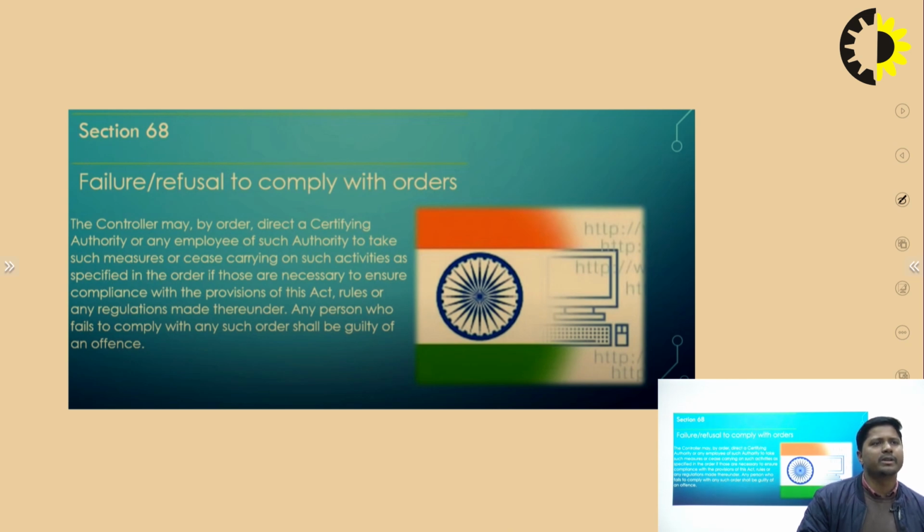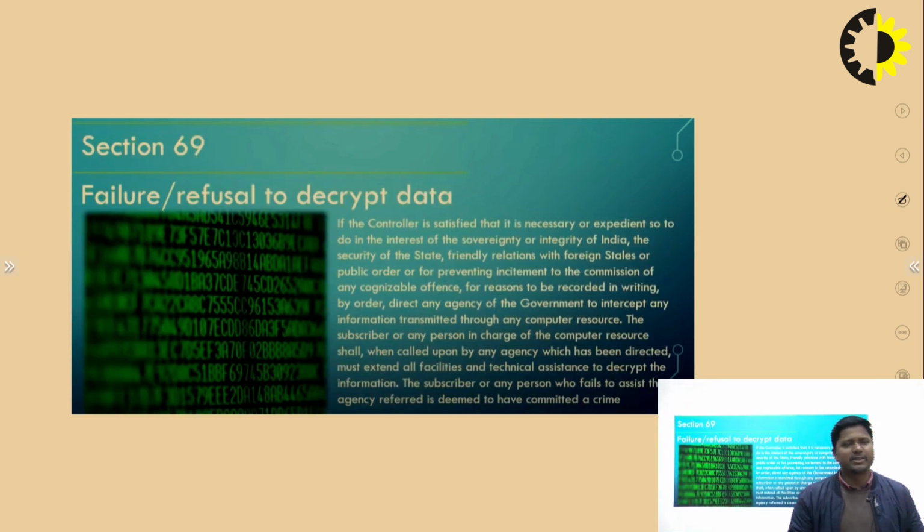In which the controller may, by order, direct a certifying authority or any employee of such authority to take such measures or cease carrying on such activities as specified in the order, if those are necessary to ensure compliance with the provisions of this Act, rules or any regulations made thereunder. Any person who fails to comply with any such order shall be guilty of an offence. Next is Section 69, failure or refusal to decrypt data.